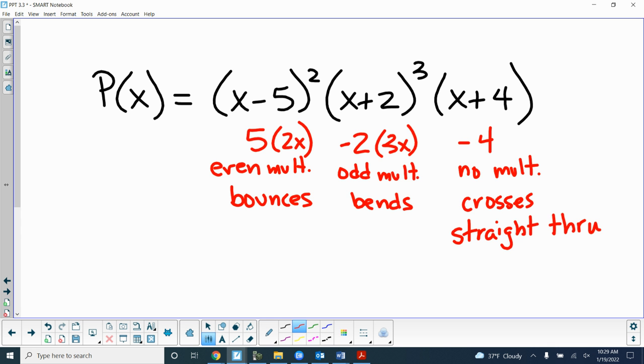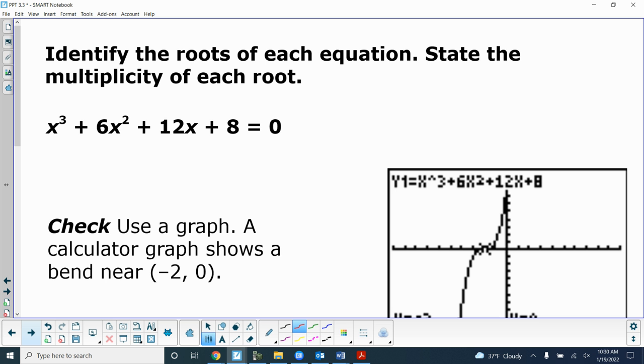It won't bend as it crosses. Okay? So the next type of problems, they're just going to say, find the zeros and state the multiplicity if there is any. Just punch them in your calculator, look at the graph, and it'll tell you what's going on. All right?